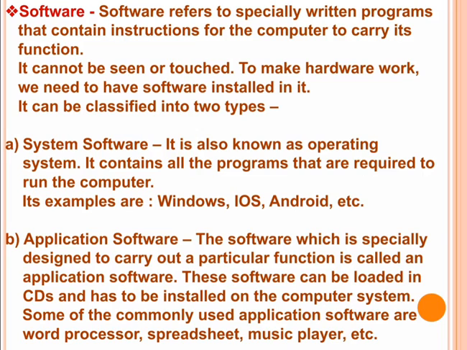Second one is application software. The software which is specially designed to carry out a particular function is called an application software. These software can be loaded in CDs and has to be installed on the computer system. Okay. Now some of the commonly used application software are word processor, spreadsheet, music player, etc.